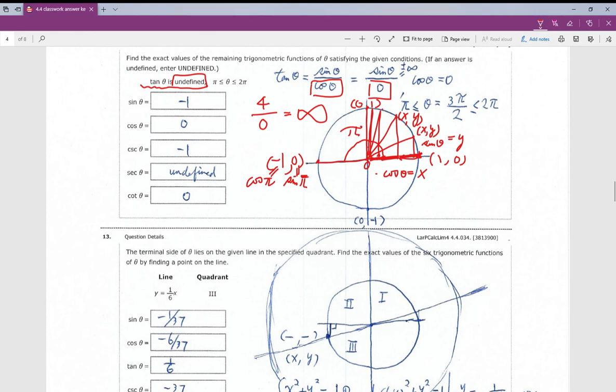So in this case, the reference angle is 0. And we say that the whole angle is pi. This very big angle, pi.